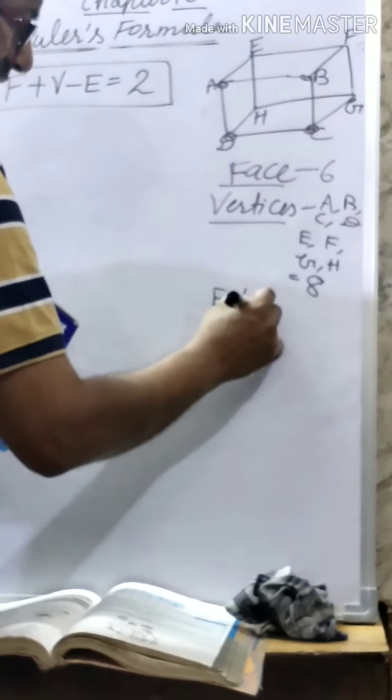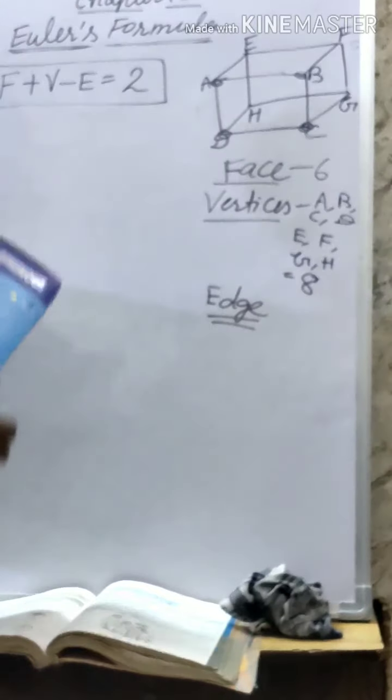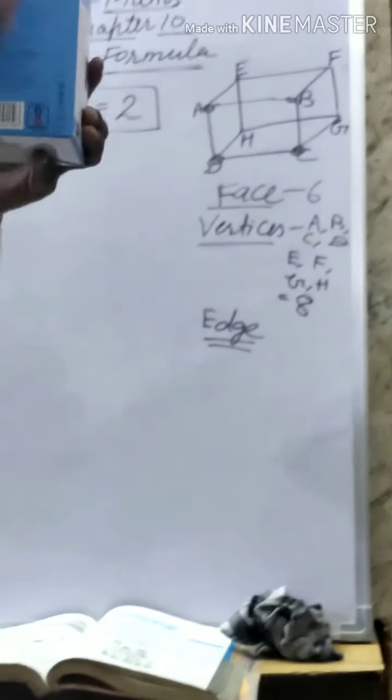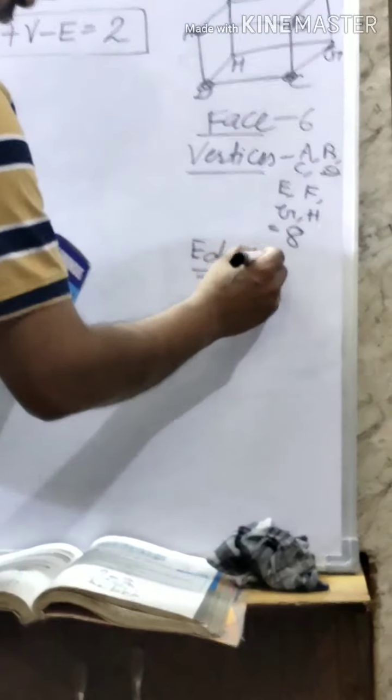what is left? Edge. How many edges are there in this? Where two plane surfaces join, that line is called an edge. So how many edges are there? You can see 1, 2, 3, 4 from this side, 4 from this side, 4 and 4 is 8, and then 4 from this side. So 4, 4, 4: 12 edges are there.